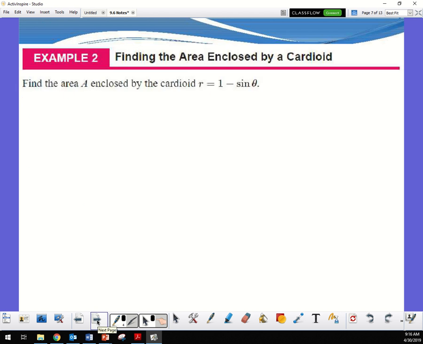All right, so find the area enclosed by the cardioid r equals 1 minus sine theta. Okay. So if it's enclosed by that, what does that mean? It's enclosed by that. Isn't that a shape? What's the shape? Closed figure. There you go. Okay, a heart. Yes, it's kind of like a heart, right? Yeah, so it's kind of like a fat heart.